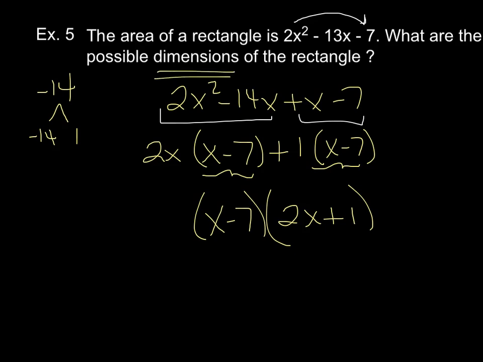So remember, we're talking about length and width. So I'm going to say that the length is x minus 7 and the width is 2x plus 1. Okay. So remember, it doesn't matter which one I assign to the length and which one I assign to the width, as long as I've assigned each dimension to one of those factors.